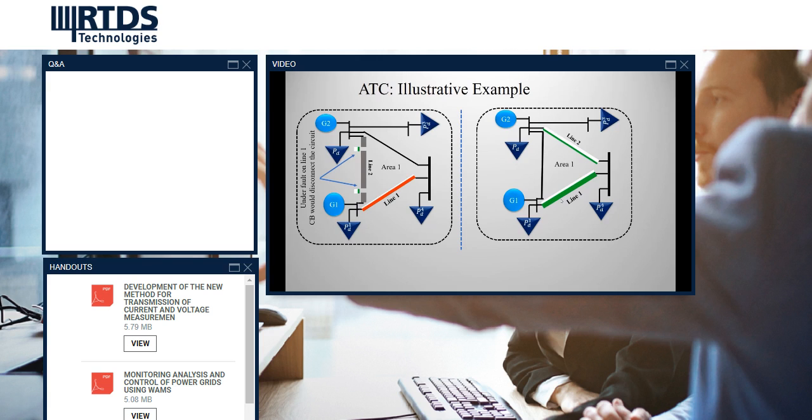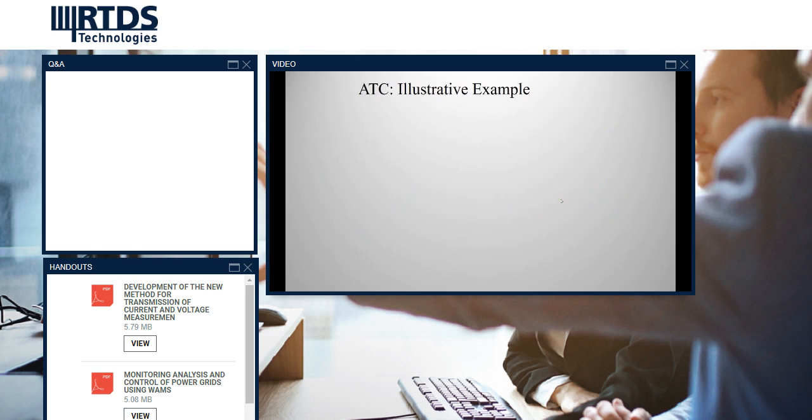Similarly, a single generation plant would comprise several generation units. If there is a contingency in one of the generation units, then the power flowing through line 1 and line 2 would be modulated. As we can visualize, due to outage of one generator in the plant, the power flow through line 2 has increased and the power flowing through line 1 has decreased. This will affect the transmission margin of the system.